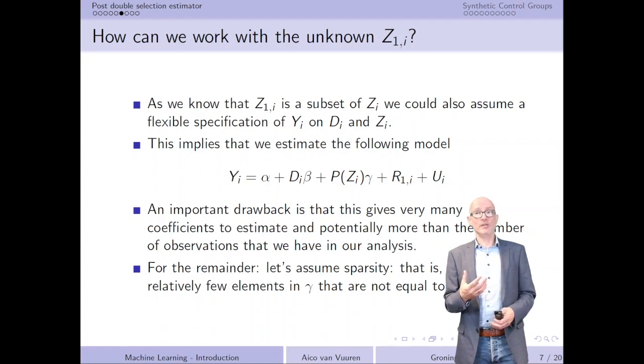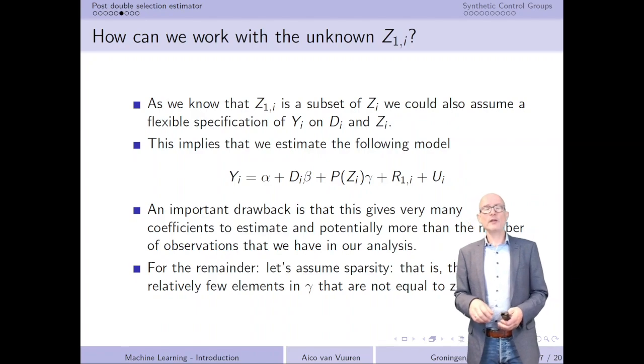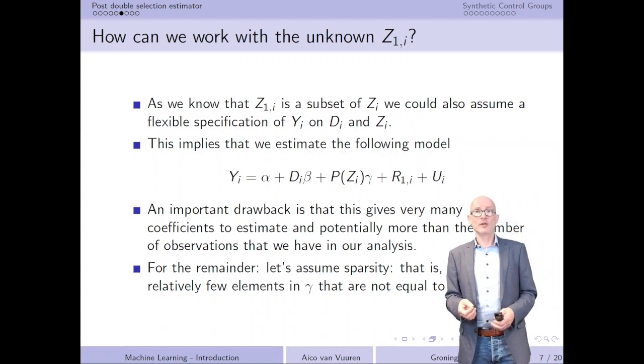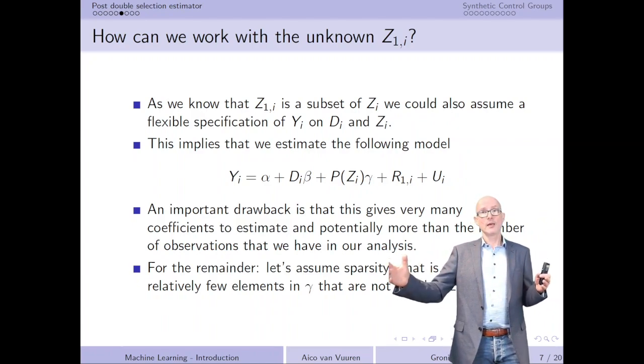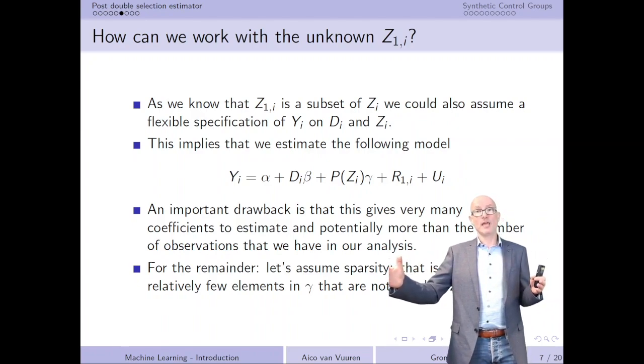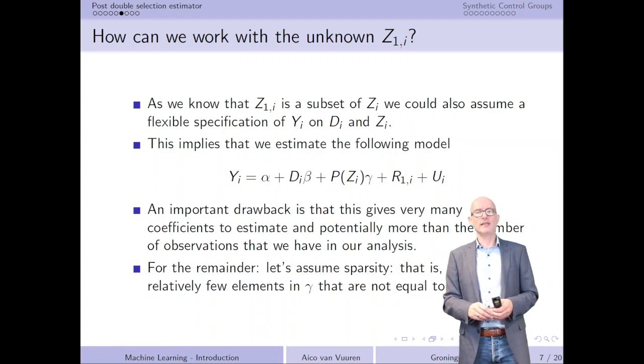What does sparsity mean? Well, sparsity means that there are going to be only relatively few elements in gamma that are not going to be equal to 0. So what we are going to assume with respect to the regression equation that we have over here is that we have many elements, of course, but most of the elements that we have in pzi are going to have coefficients which are exactly equal to 0.